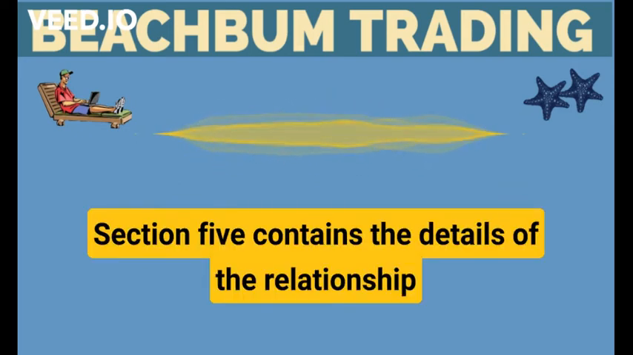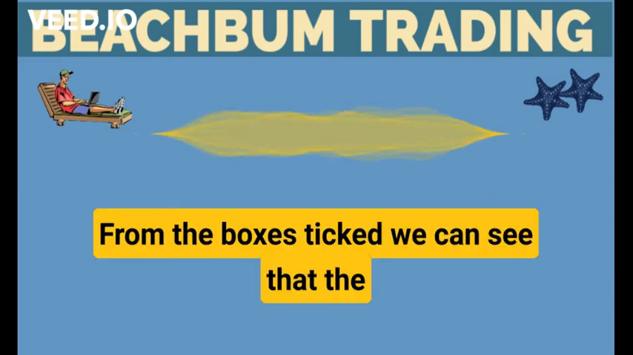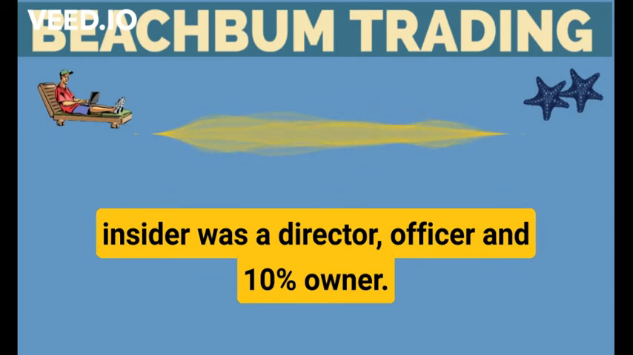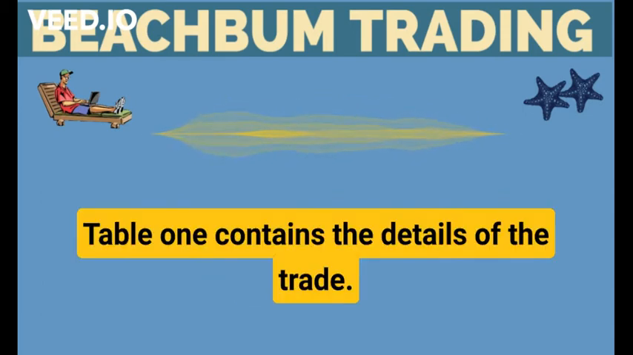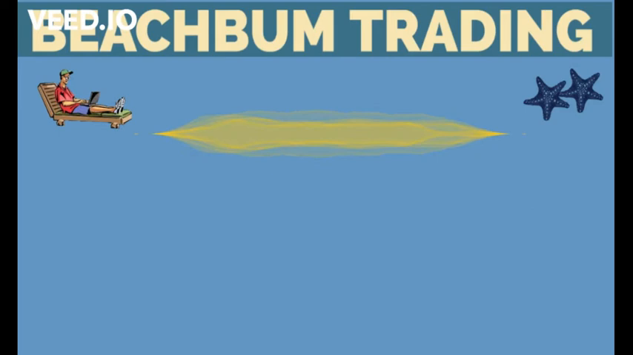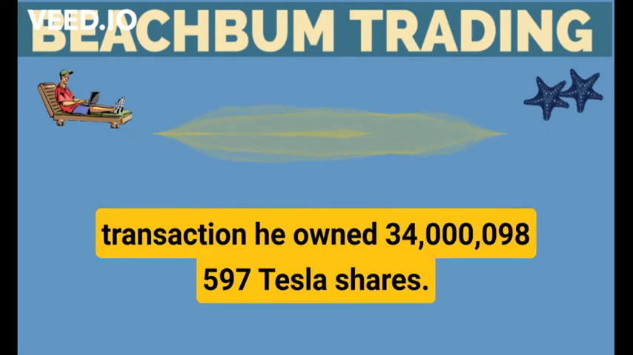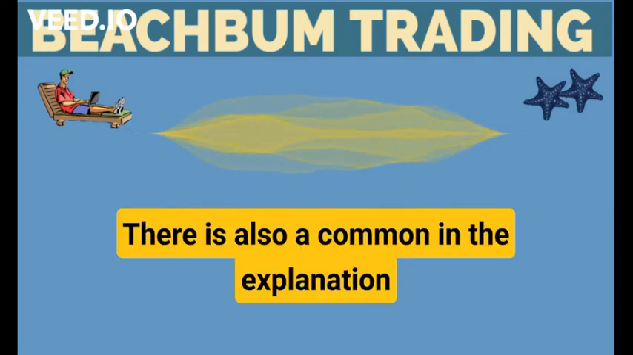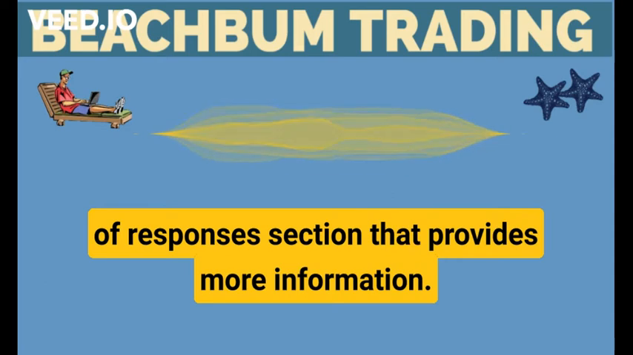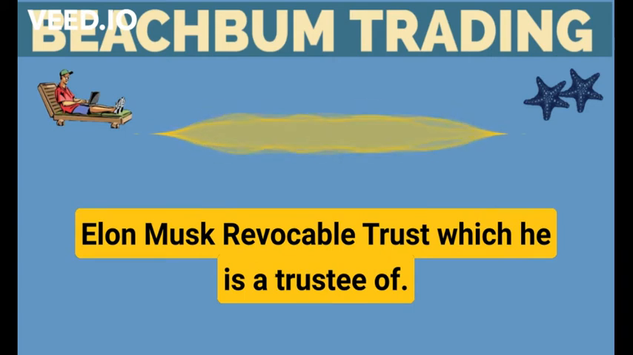Section 5 contains the details of the relationship of the reporting person to the company. From the boxes ticked, we can see that the insider was a director, officer, CEO, and 10% owner. Table 1 contains the details of the trade. In this case, we can see that Musk purchased 13,037 Tesla shares at a price of $767 per share. Following the transaction, he owned 34,098,597 Tesla shares. There is also a comment in the explanation of responses section that provides more information. This tells us that Musk purchased the stock through the Elon Musk Revocable Trust, which he is a trustee of.